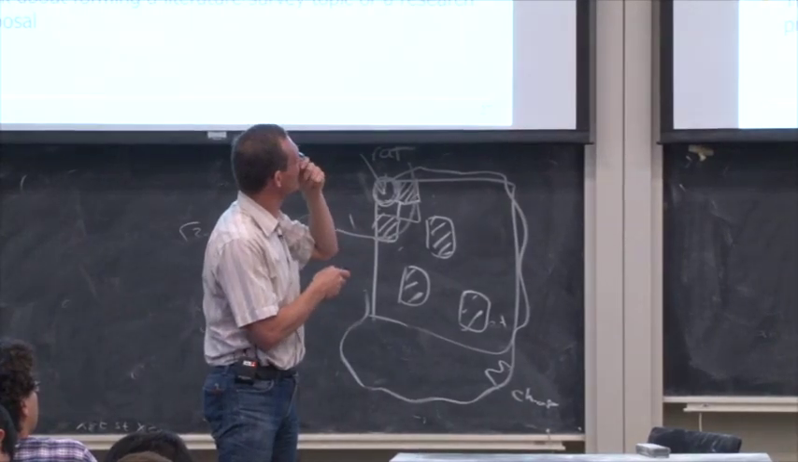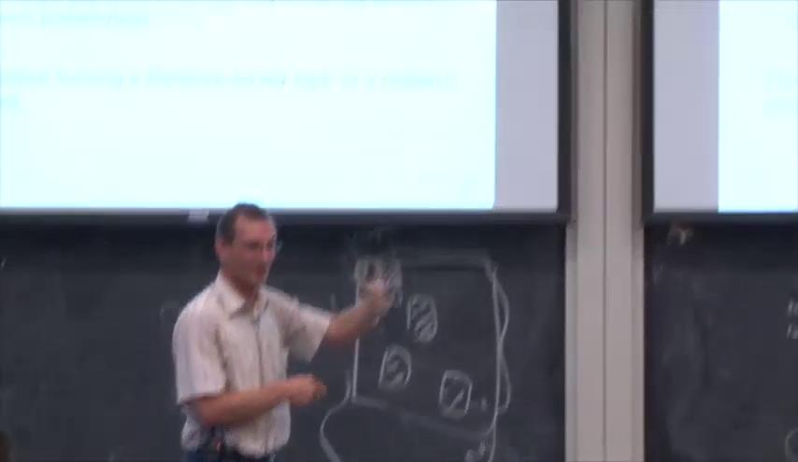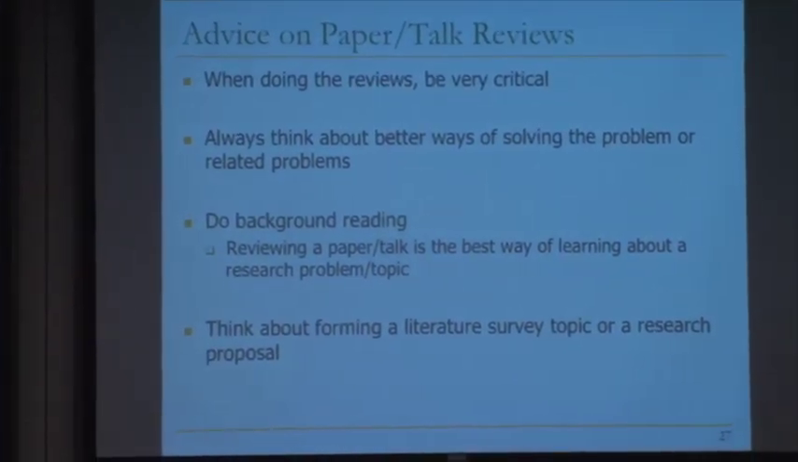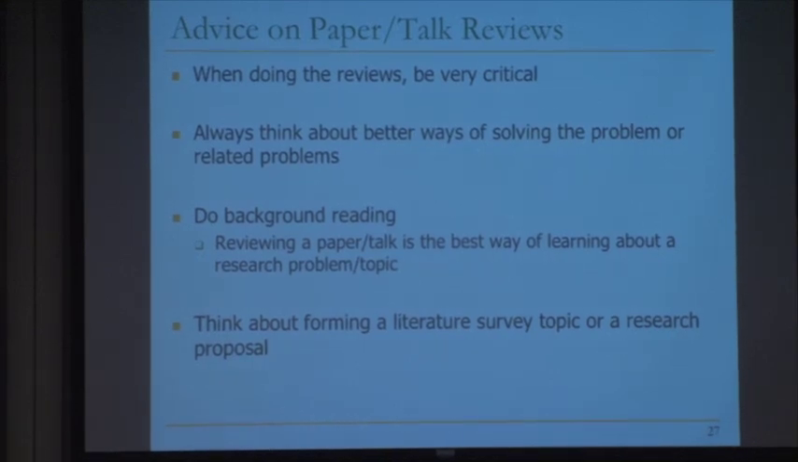Okay, some advice when doing the reviews: be very critical. That's important. That's how you advance the field. Always think about better ways of solving the problem or related problems, and do background reading if necessary. Right? In fact, reviewing a paper or a talk is the best way of learning about a research problem and topic, because that forces you to go and look at the references of the paper, do some background reading. Of course, you will have limited time. You won't be able to do a breadth first or depth first search into the background reading. But if you can do this, this will enable you to get more out of these reviews and readings.